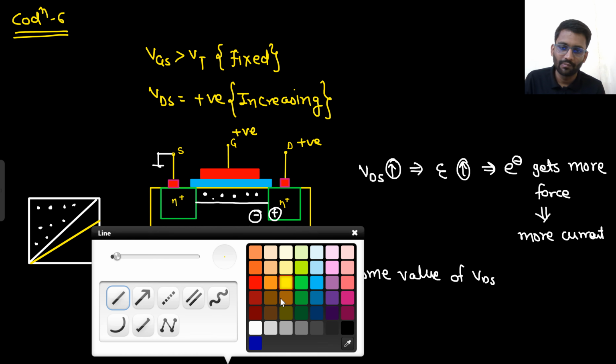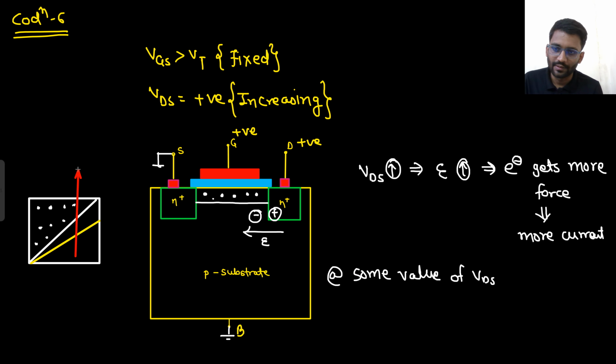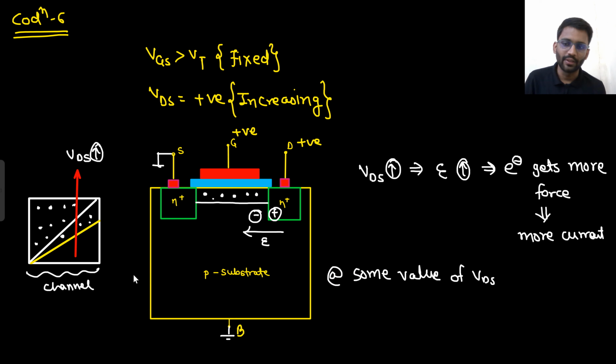So from here to here, VDS is increasing. You go from down to up, your VDS is increasing. So if VDS is increasing in the channel, the channel is getting depleted of charge carriers. Initially this much of charge carriers were there, but slowly the channel is getting depleted. Although there is strong electric field, still the charge carriers are less, so the current will saturate.